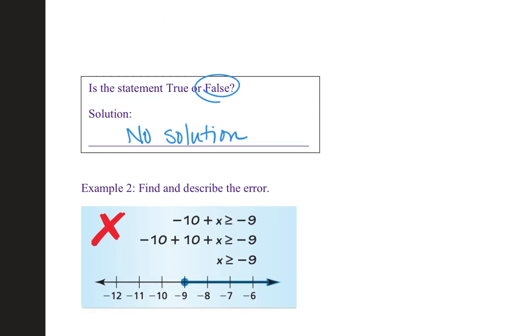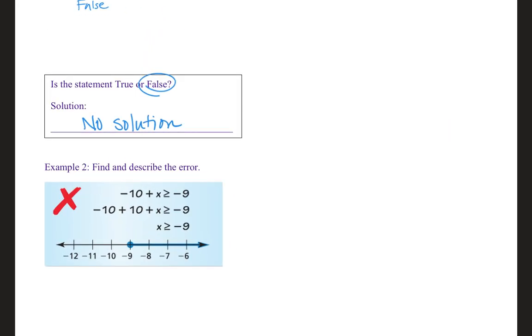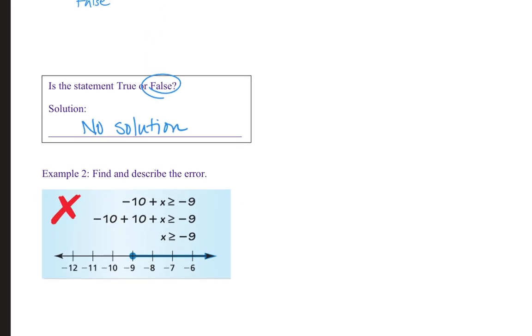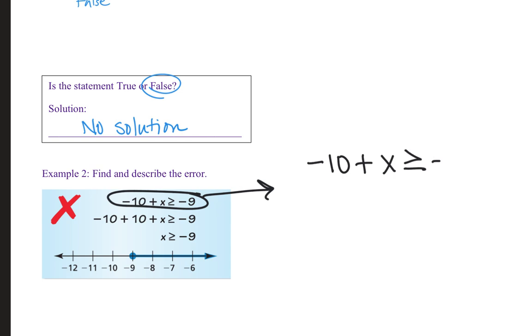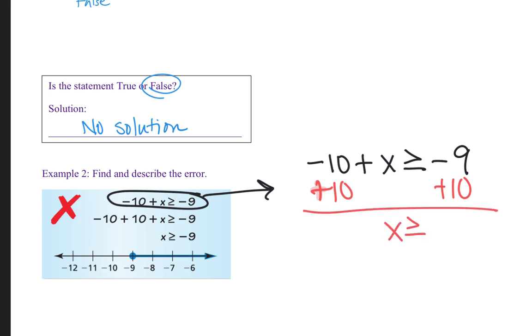All right. So then I have one like this. Do you remember how I told you to go about solving this one? How do you find the error? By solving it. We're going to start off with the equation. So I'm going to write this equation over here. I'm going to start off negative 10 plus x is greater than or equal to negative 9. What should I move over? The 10. So I'm going to add the 10 to both sides. And we have x is greater than or equal to 1.